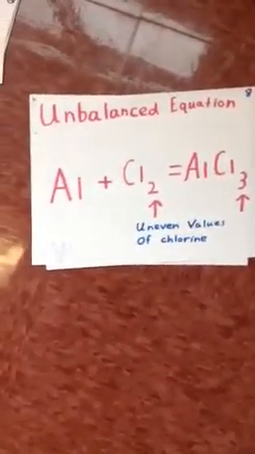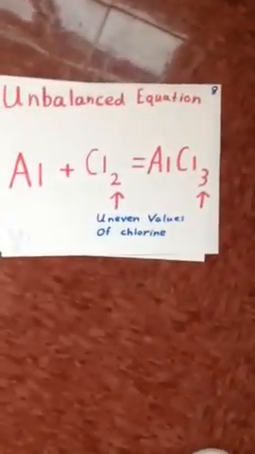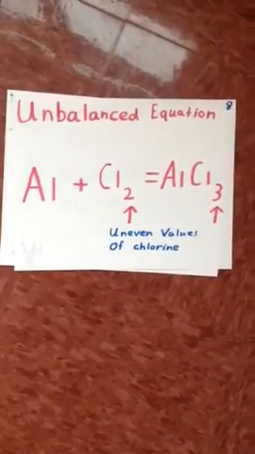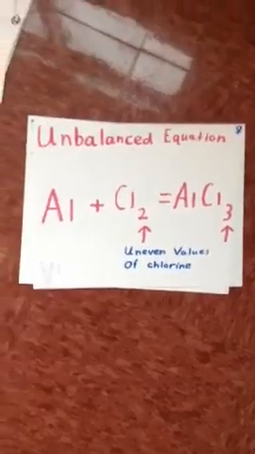An unbalanced equation is like this. There's one aluminum atom and two chlorine atoms, but on the right side there's three chlorine atoms. It doesn't add up.